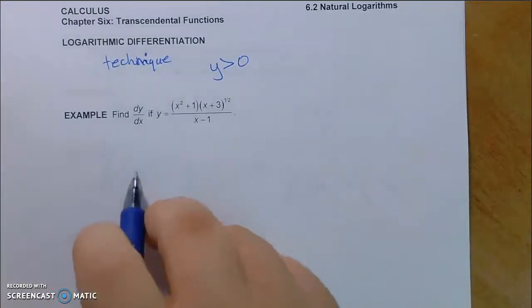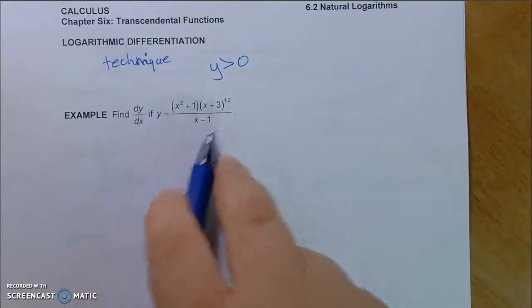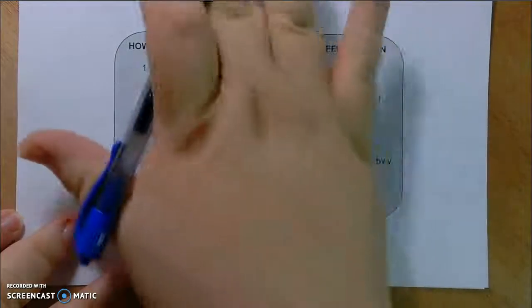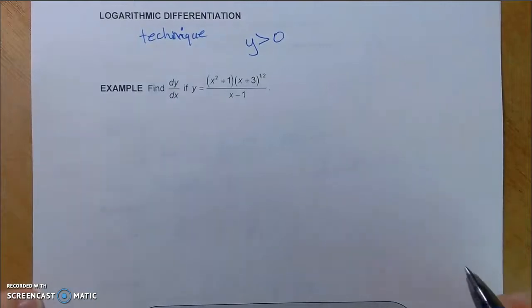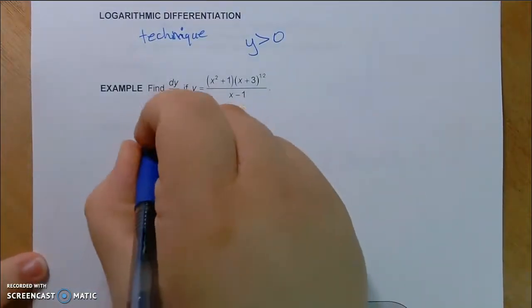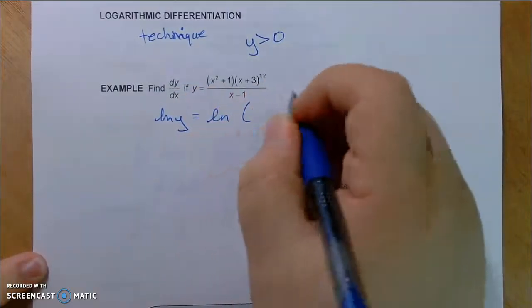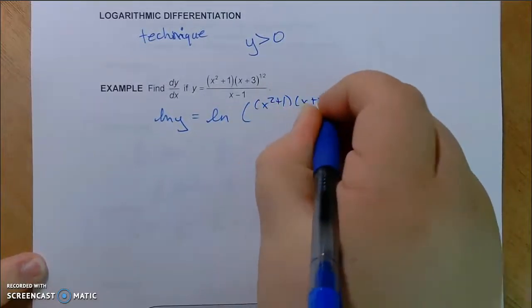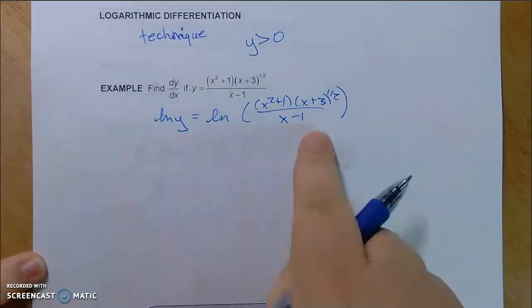So let's look at this example here. We're going to use logarithmic differentiation on this. At the bottom of the sheet, I did give you all the steps to take. We are going to do these steps, but I will just say them as we go. So the first thing we're going to do is take the log of both sides. This step you will probably skip in your homework, just because y'all don't like to write extra steps down. But I like to have my notes complete. So we take the log of both sides.